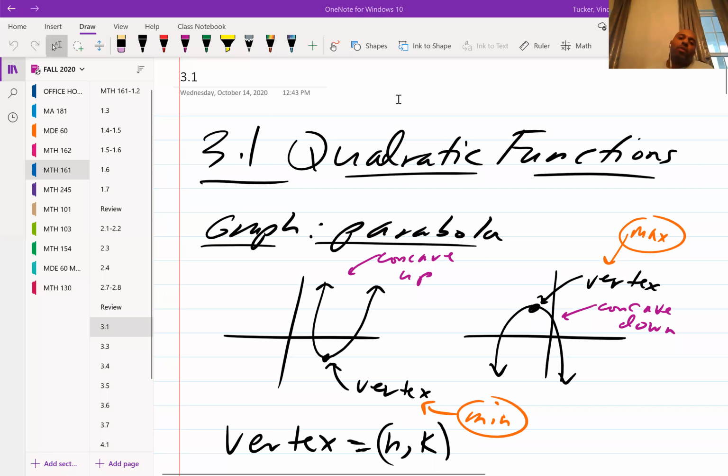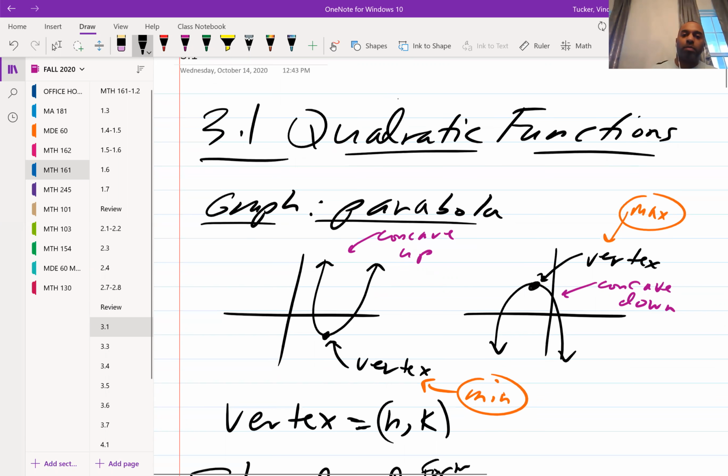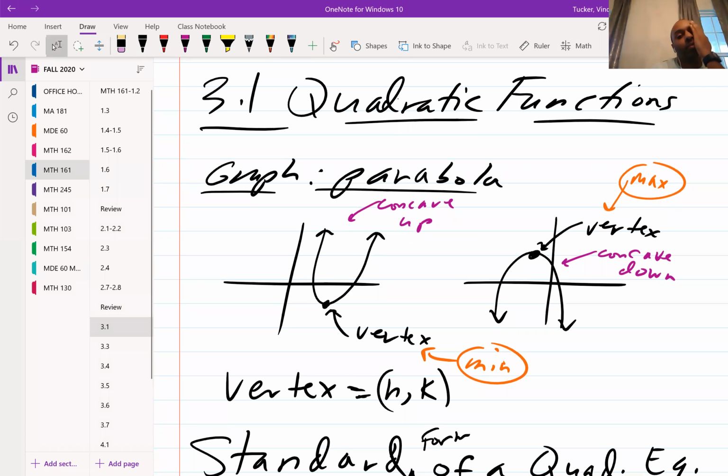All right, so 3.1 quadratic functions. Whenever you graph your quadratic equation, it's going to give you a parabola. If it opens up in the shape of a U, it's considered concave up, with your vertex being on the bottom. That will be your smallest value, which is your minimum.